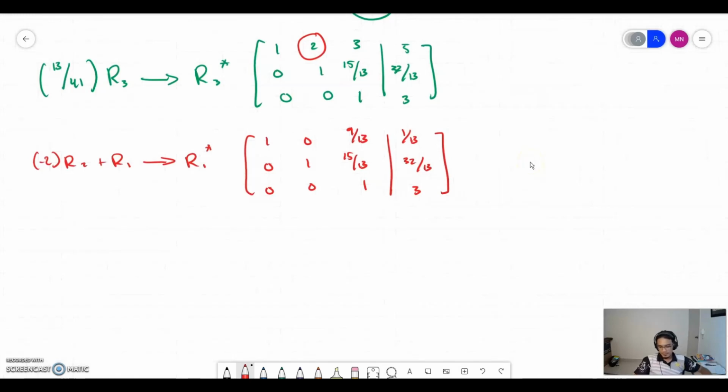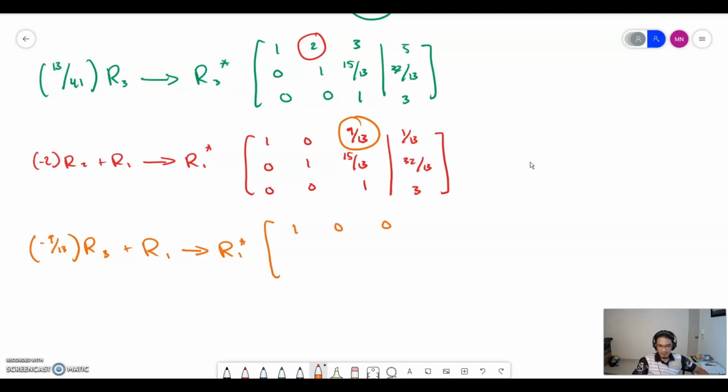Then we move to the next thing, which is this 9 over 13. So we take -9 over 13, multiply with row number 3, plus R1, and becomes new R1. 1, 0, 0, 0, 1, 15 over 13, 0, 0, 1. The right side should be 32 over 13 and 3.